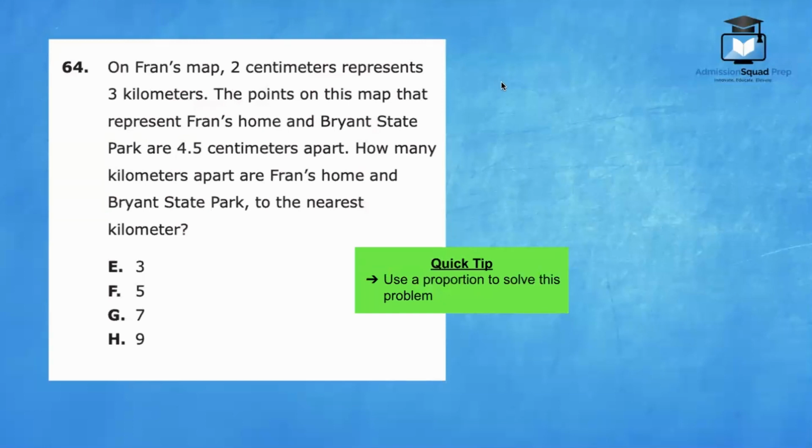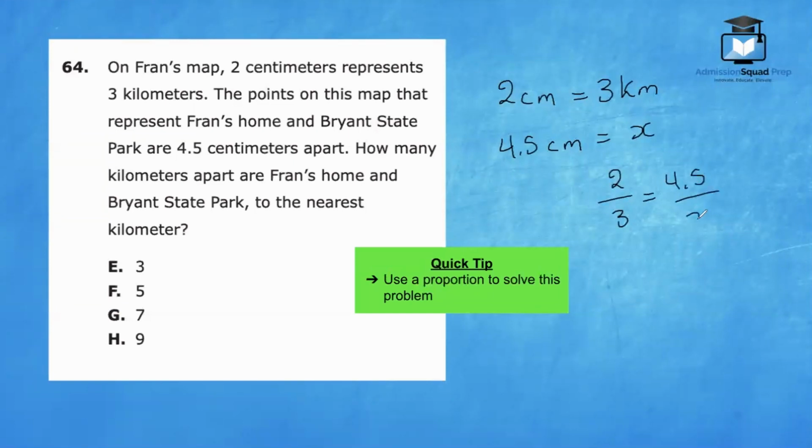Number 64. On Fran's map, 2 centimeters represents 3 kilometers. The points on this map that represent Fran's home and Bryant State Park are 4.5 centimeters apart. How many kilometers apart are Fran's home and Bryant State Park to the nearest kilometer? So since 2 centimeters represents 3 kilometers, we need to know what 4.5 centimeters represents. We can set up a proportion. We have 2/3 equals 4.5 over x.